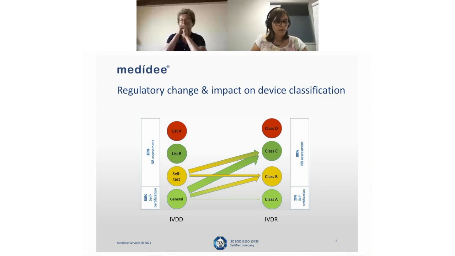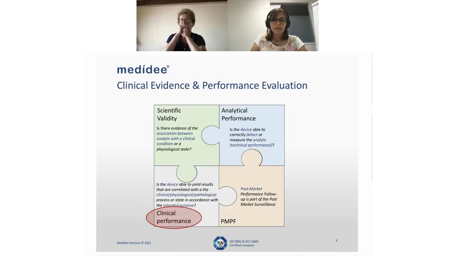Now, talking about the requirements of the IVDR when it comes to performance evaluation of the device, I would say that this clinical evidence as part of performance evaluation can be seen as a puzzle which contains 4 pieces. One is the scientific validity that needs to be addressed. Another one is the analytical performance, and there is the clinical performance and the post-market performance follow-up. Today, specifically, we're going to have a look at the clinical performance, as this is the main link with the topic we are discussing today.